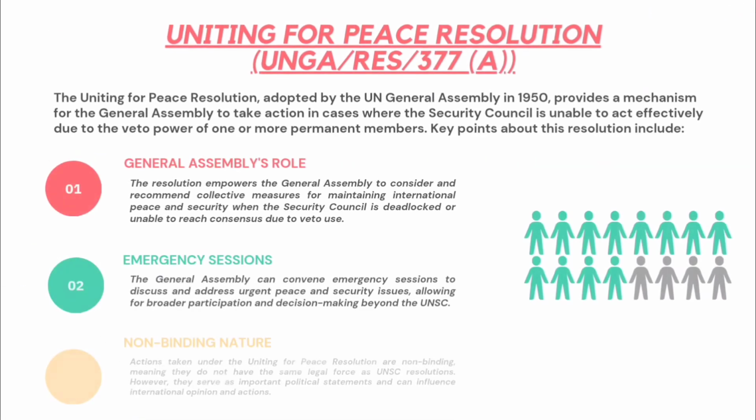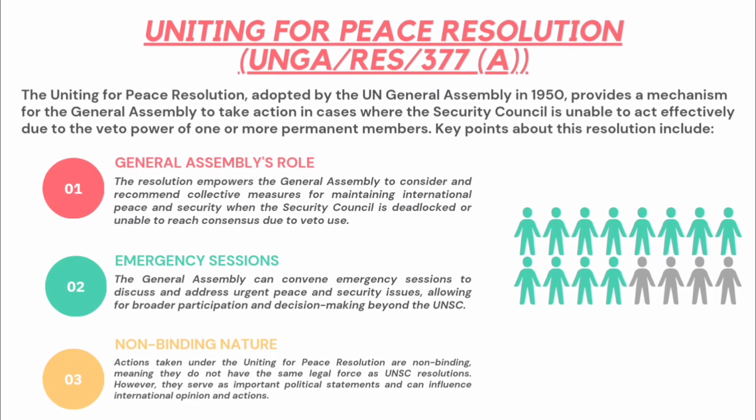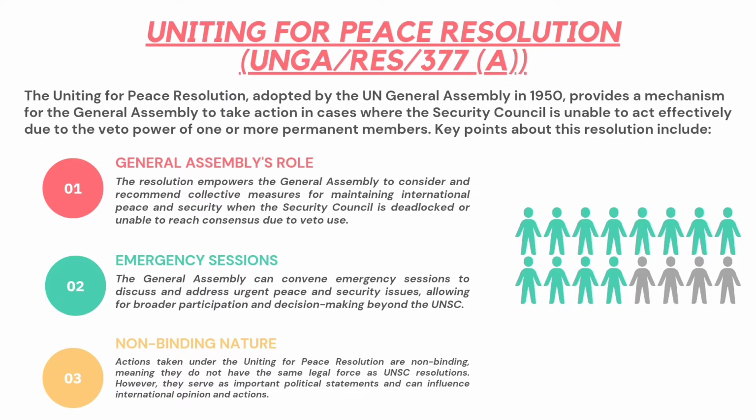The Uniting for Peace resolution, adopted by the UN General Assembly in 1950, provides a mechanism for the General Assembly to take action in cases where the Security Council is unable to act effectively due to the veto power of one or more permanent members. Key points about this resolution include: General Assembly's role. The resolution empowers the General Assembly to consider and recommend collective measures for maintaining international peace and security when the Security Council is deadlocked or unable to reach consensus due to veto use.